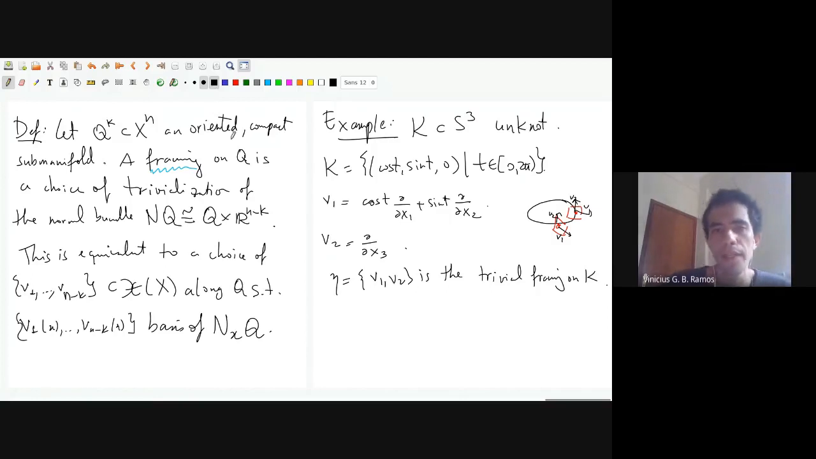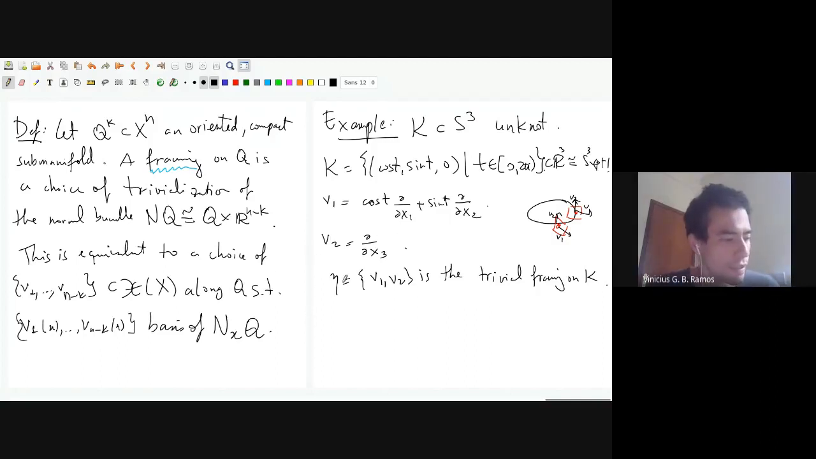Okay, so by the way, this is in R3, which is embedded into S3, which is the same as S3 minus a point. Okay, but let me just tell you some other framings.